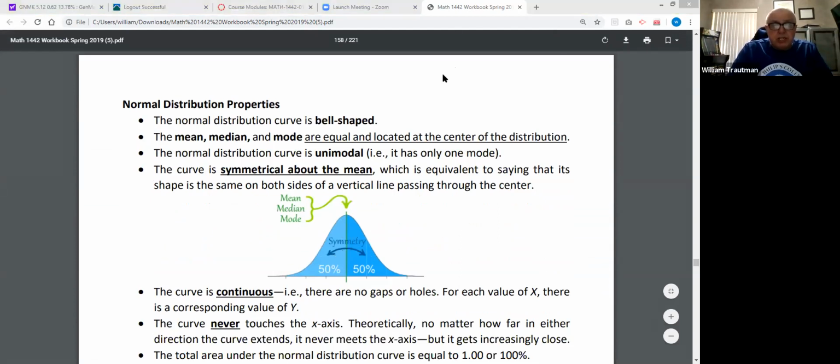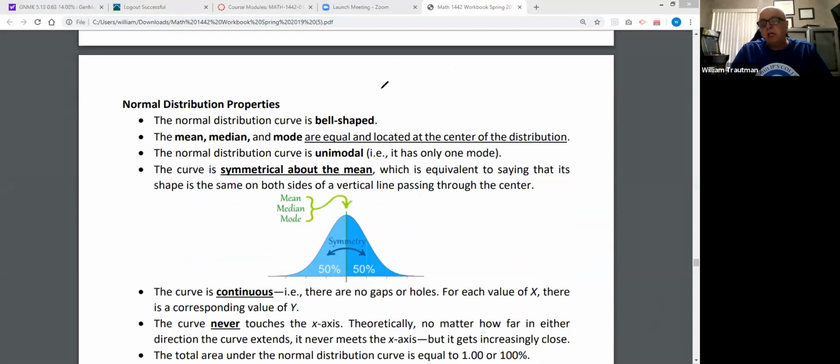So we're looking at normal distribution. Remember we did Chebyshev's and the normal distribution already. So we're just doing a little bit more with normal distribution. Normal distribution is a bell-shaped curve. It's called a bell-shaped curve.